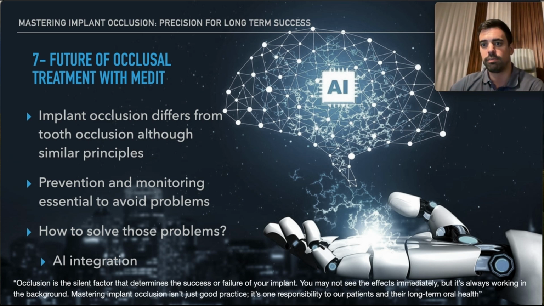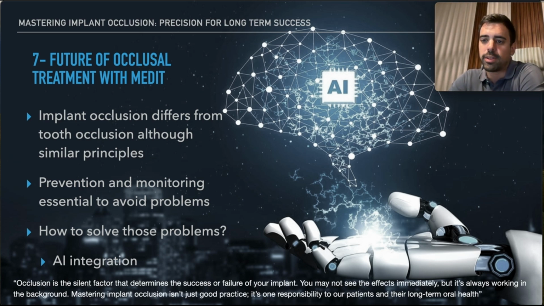So prevention is a major thing that we can do, and monitoring the patient to avoid any problems. I mean, you're probably not going to see the problems in the near future. And I have a sentence here that AI helped me find: occlusion is a silent factor that determines the success or failure in the long term. So we're probably not going to see it immediately, but it's always going to be there, and it's going to determine if that implant is going to last many years, or just 5 years, like the patient that I showed you before.